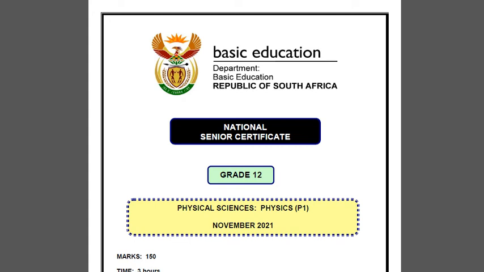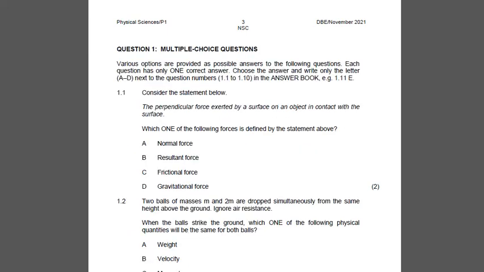So this question paper starts off. If we are looking at this question paper, it starts off with a whole lot of instructions, and then we have the multiple choice section.